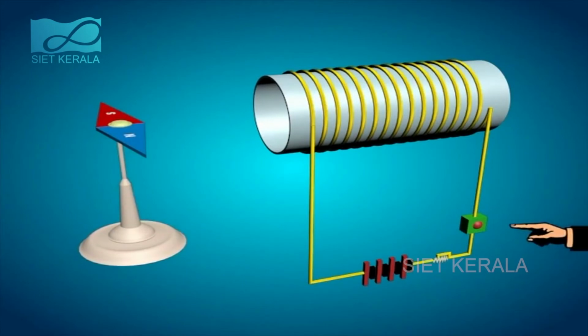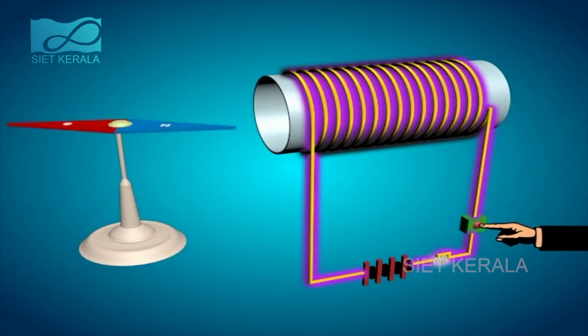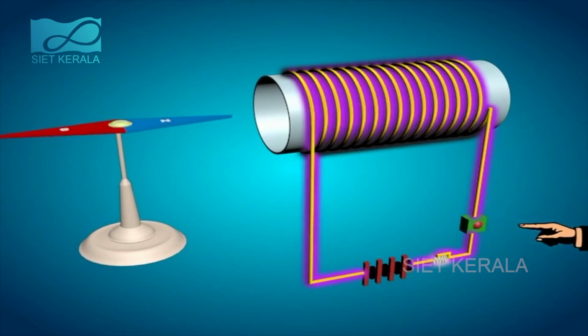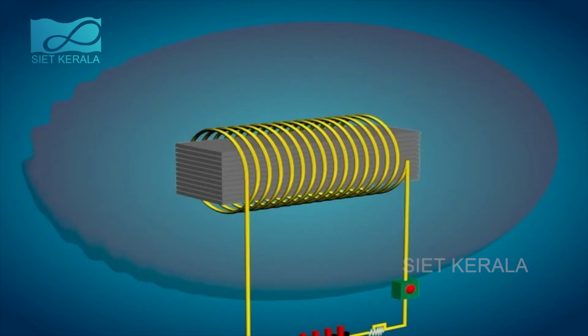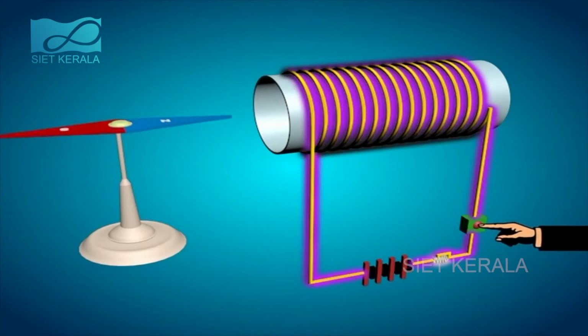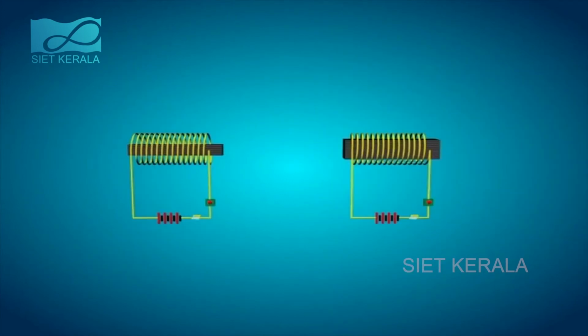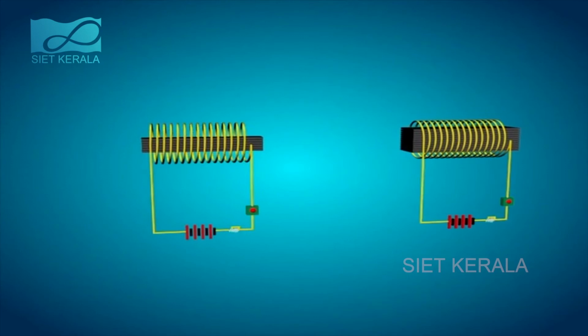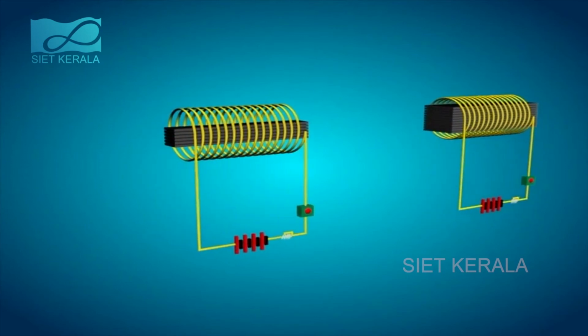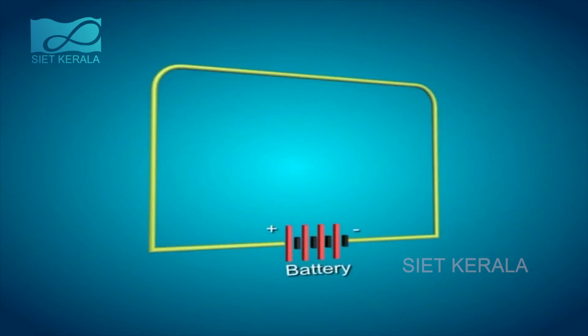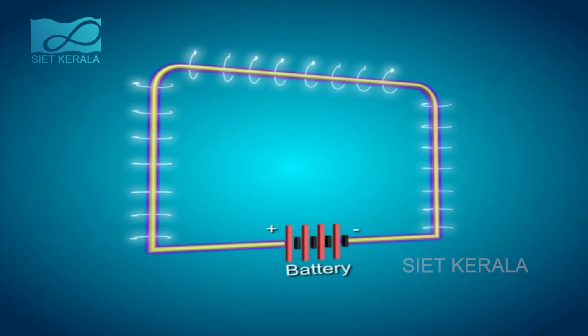We can repeat the experiment by varying the current in the solenoid. The needle deflects more when the strength of current through the solenoid is increased. That is, the magnetic field increases with the increase in the strength of the current. Factors that influence the magnetic field are the strength of current, the number of turns, and the area of cross-section of the iron core.